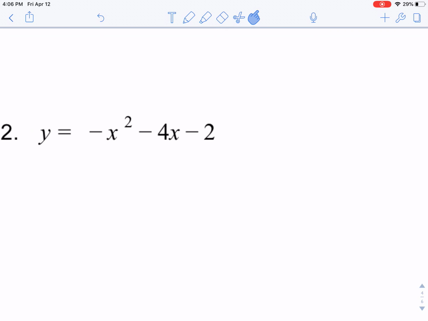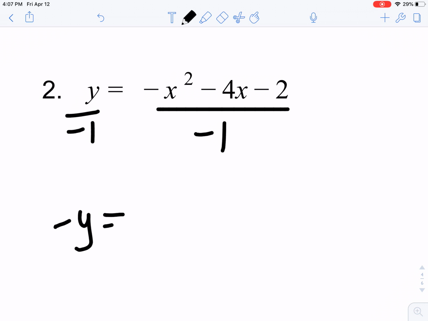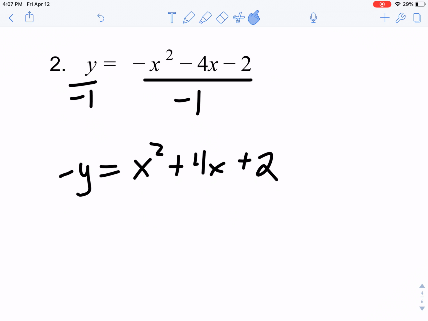When you get to this problem, your leading coefficient is -1. So you're going to divide both sides by -1, which will turn this into a -y. And then at the end, you will have to undo that by multiplying everything by -1 again.